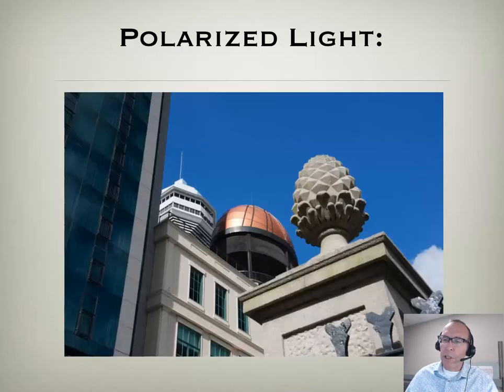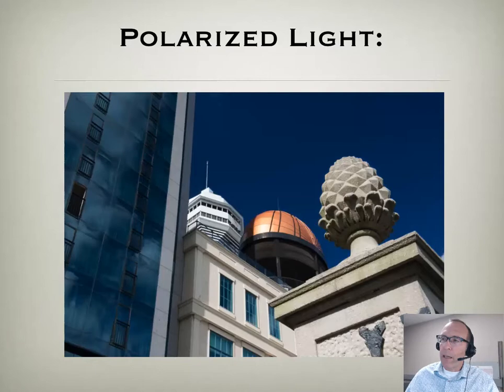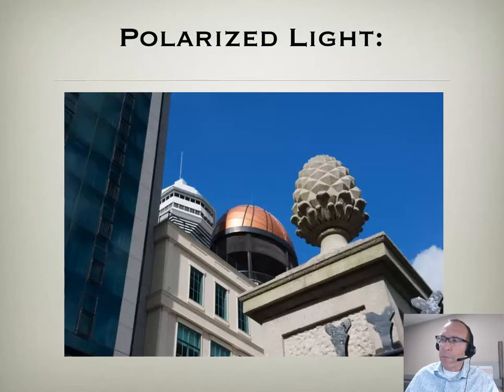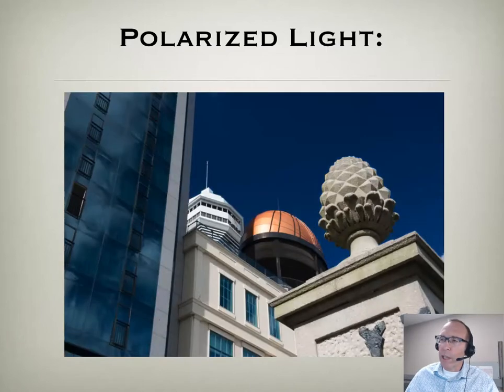Here's a couple of other examples just so you can see how it can change your photographs. Here's without a filter, here's with a filter. And you can see that the building itself doesn't really get any brighter or darker, it's just the sky that's changing.